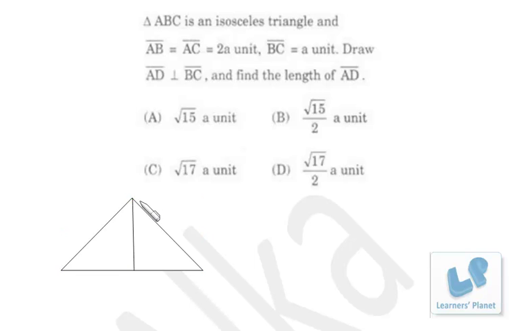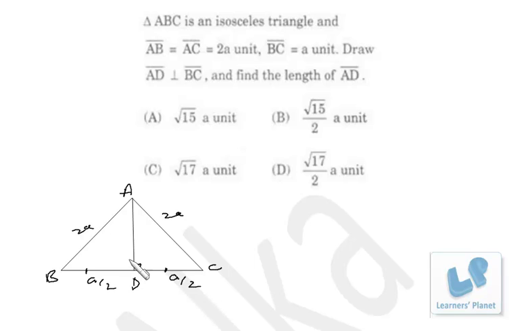Now what? This is A, B, C. AB is equal to AC, this is 2A, this is 2A, and BC is A unit, right? Now if it is a perpendicular, then this length and this length will be equal because it is an isosceles triangle. So this will be A by 2 and this will also be A by 2.